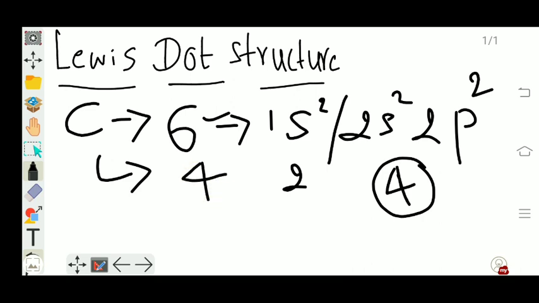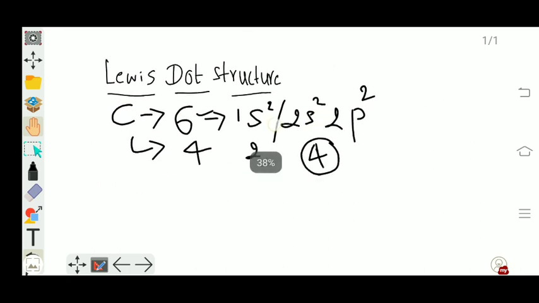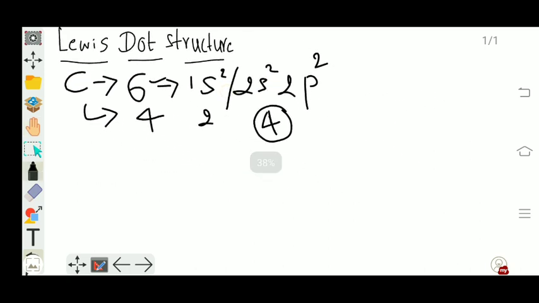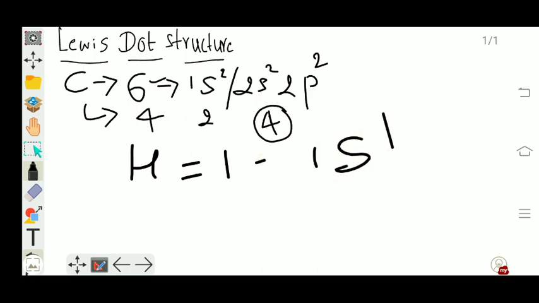Next, I will tell you the valence electron of hydrogen. The atomic number of hydrogen is 1 and the electronic configuration is 1s1 also. It has the valence shell as 1. So the valence electron of hydrogen is 1.